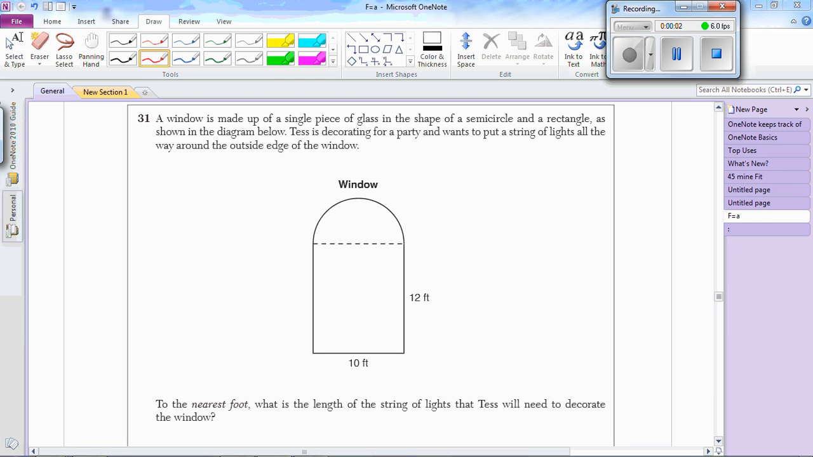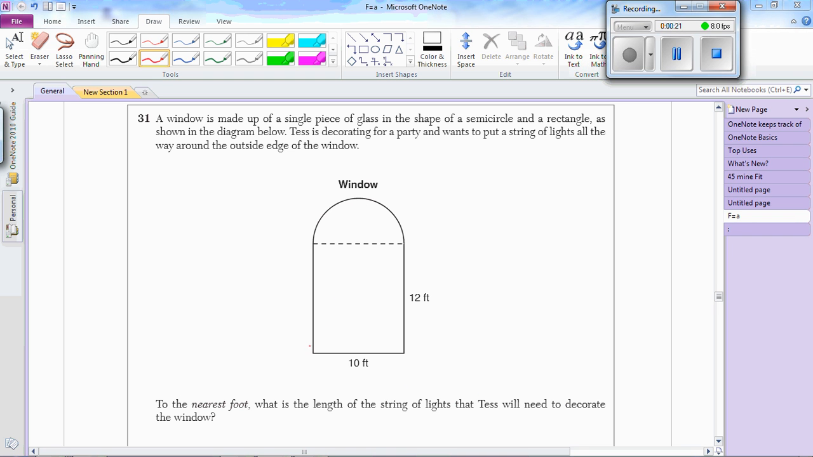Alright, here we go. Part 2. So this is January 2009, Integrated Algebra, Part 2 through 4. So the question says, to the nearest foot, what is the length of string of lights the test will need to decorate this window?